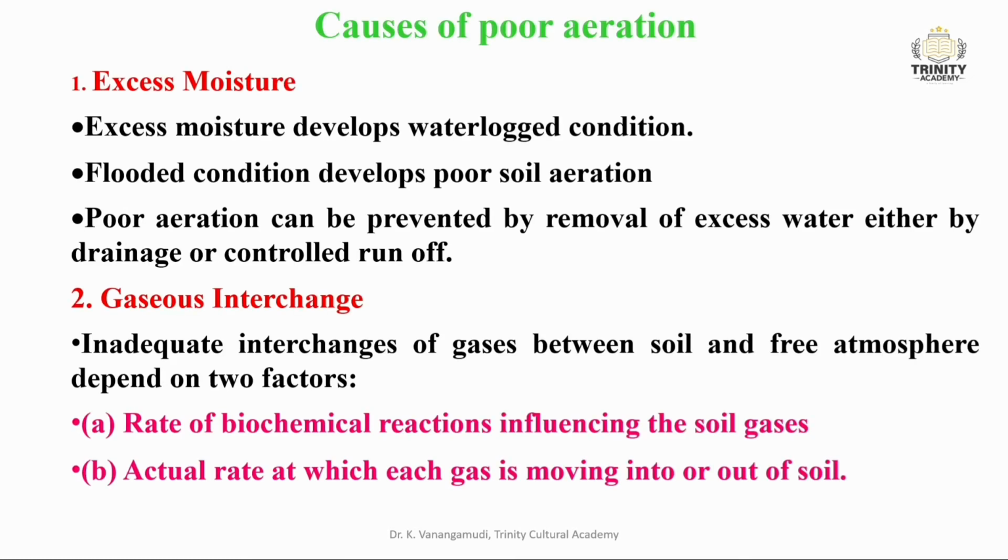Then we discuss causes of poor aeration. Excess moisture due to waterlogged and flooded condition develops poor aeration. Poor aeration of this type is eliminated by removal of excess water through proper drainage or control of runoff. Gas interchange between soil and atmosphere depends on the rate of biochemical reactions influencing soil gases and the actual rate at which gas is moving into and out of soil.